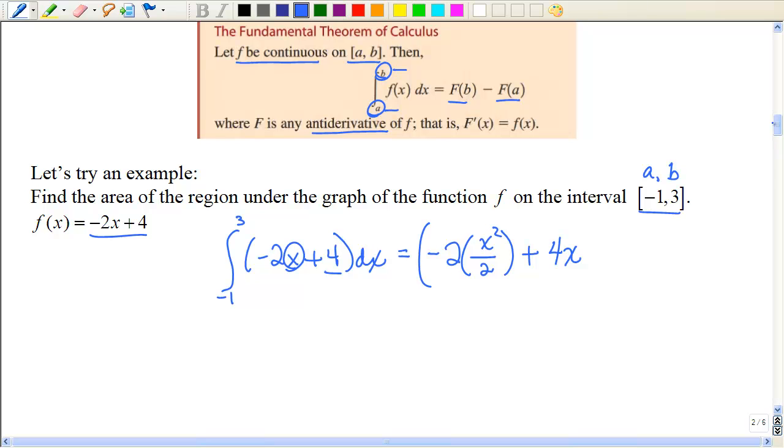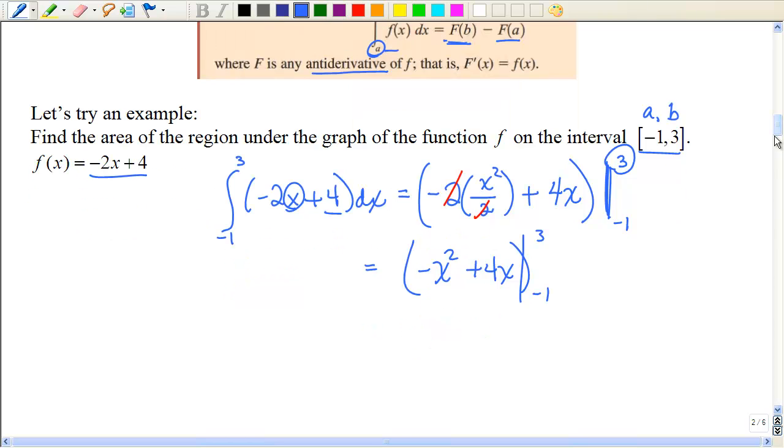And then we're going to evaluate that between -1 and 3. That's an interesting notation. That's just what that means. So we're going to now plug in 3 for x. So that would be f of b. Before I do that, let's just clean that up. Those 2's would cancel. So I would have negative x squared plus 4x evaluated between negative 1 and 3.